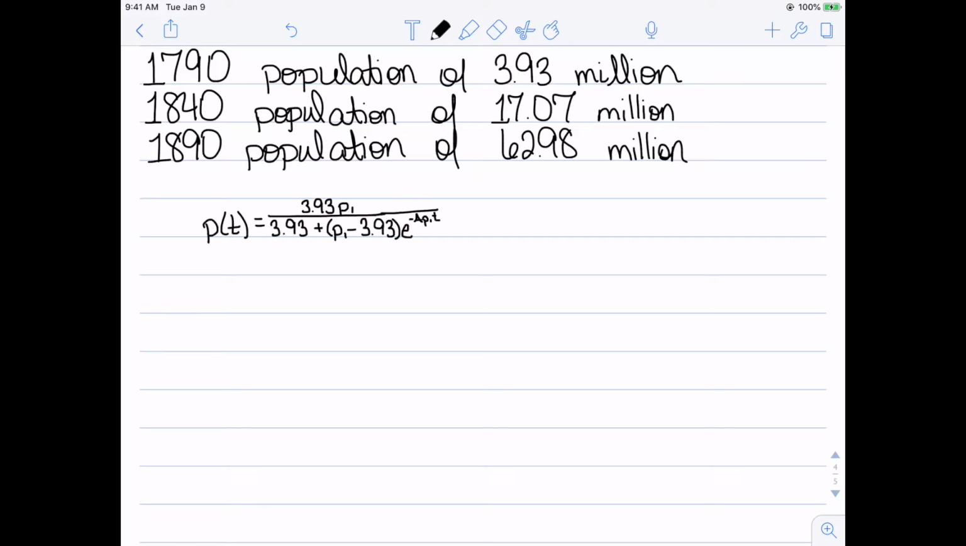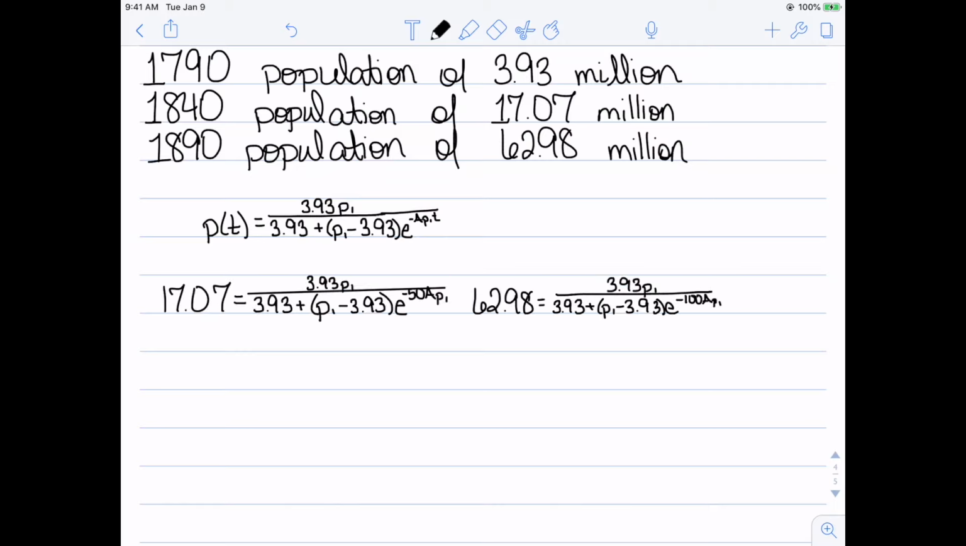Using my logistic model and the fact that P0 is 3.93, I have this, which has three variables in it, P1, A, and T. T is okay, it is the actual variable of the equation, but I need to find both P1 and A. Sticking in 50 for T and then 17.07 for P, and then once again 100 for T and 62.98 for P, I then have two equations with two variables.